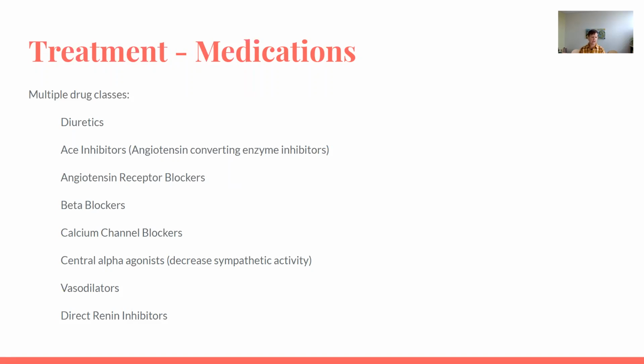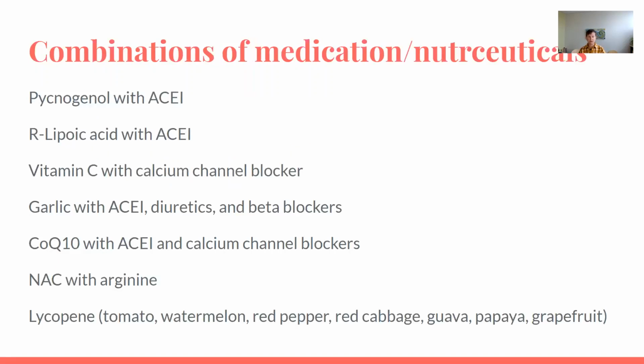And then there's another class that's not used as much called direct renin inhibitors. The direct renin inhibitors, the ACE inhibitors, and those angiotensin blockers or ARBs are all really focused at the kidney mechanism. So, some combinations of medicines and, it looks like I got a typo, nutraceuticals.